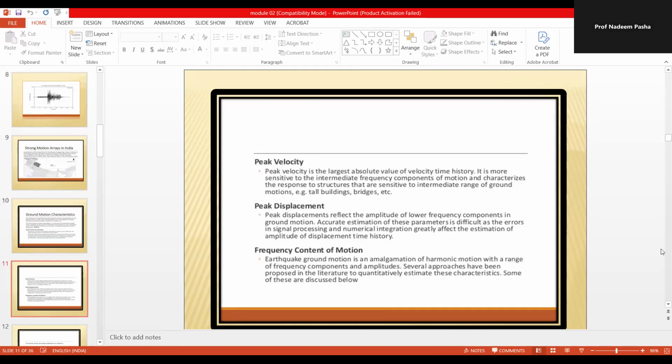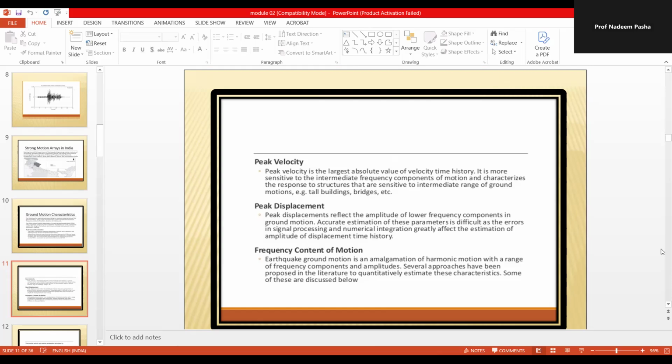Now comes the question, what do we mean by peak velocity? Peak velocity is the largest absolute value of the velocity time history. It is more sensitive to the intermediate frequency components of motion and characterizes the response of structures that are sensitive to the intermediate range of ground motion, for example, tall buildings, bridges, etc.